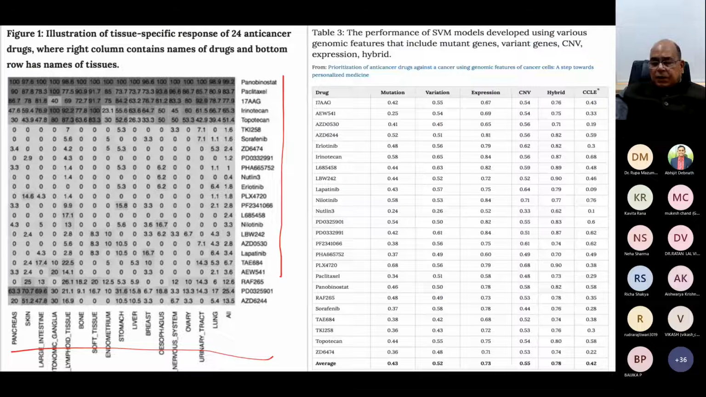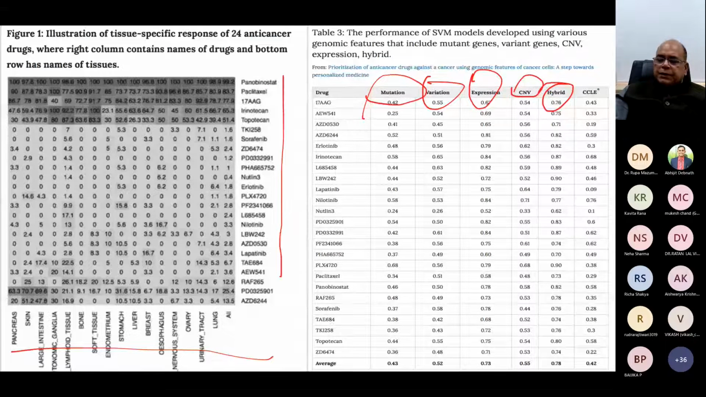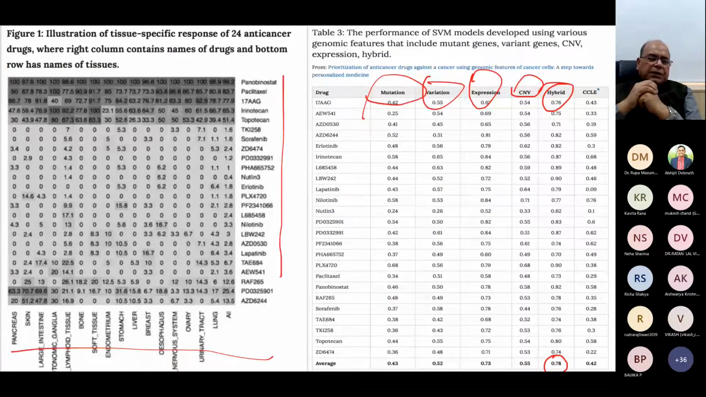We have developed the prioritization for different drugs based on different features like mutations, variations, expressions, copy number variations, and this is the hybrid model which combines more than one property. And we demonstrated that the predicted and actual IC50 values have a correlation of 0.78, because 1 is the maximum. So it's not perfect, but it's quite good actually.